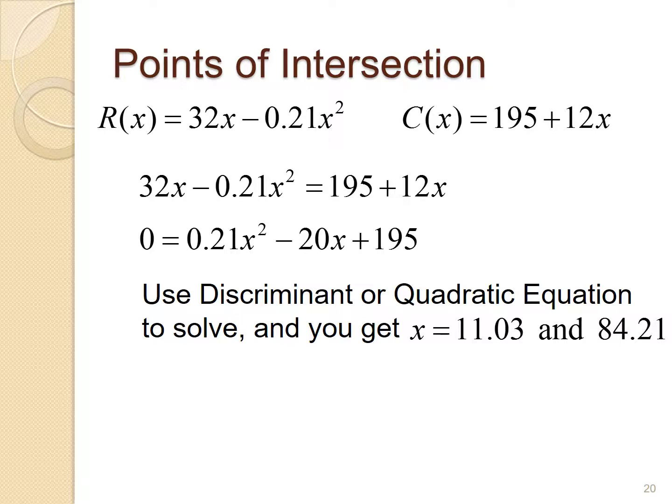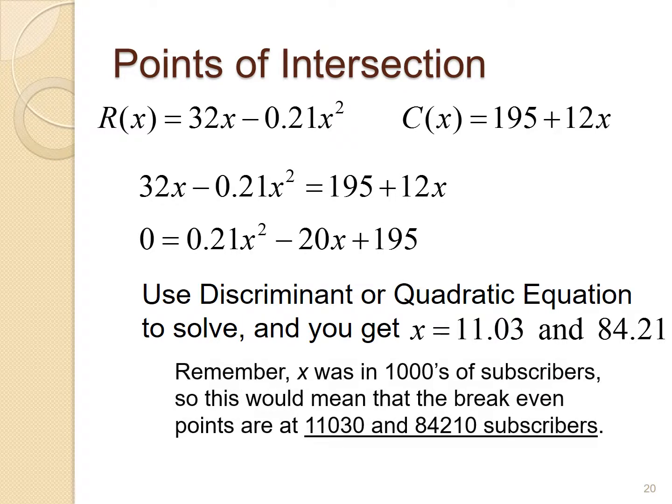Now, working with this, we're not going to be able to factor this easily unless we use the discriminant and the quadratic equation to solve. And I'm assuming you know how to do that. If not, we can talk about that. But using the discriminant and the quadratic equation, you get an x to equal 11.03 and 84.21.